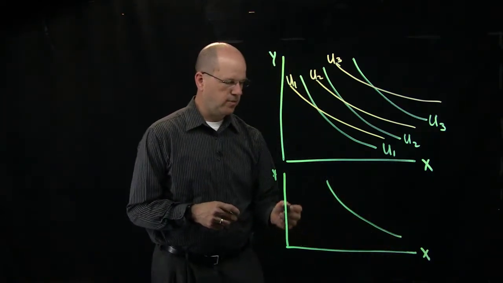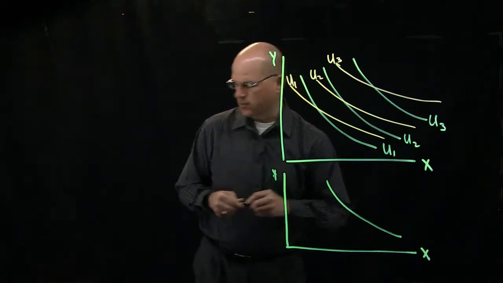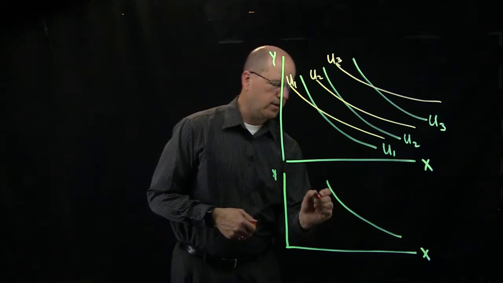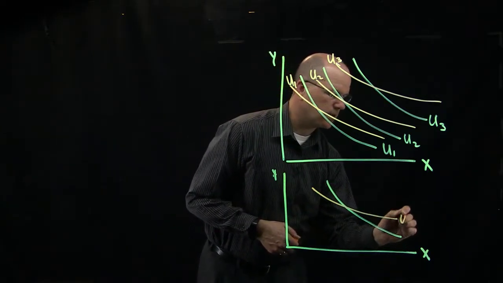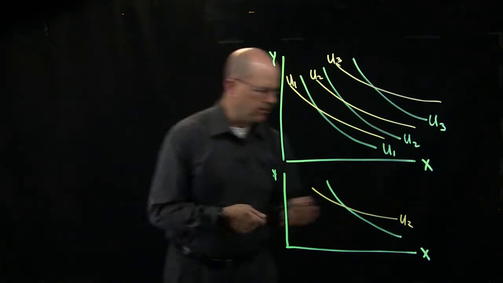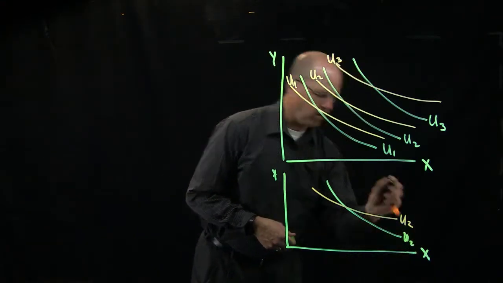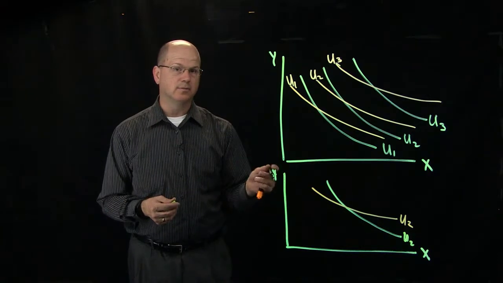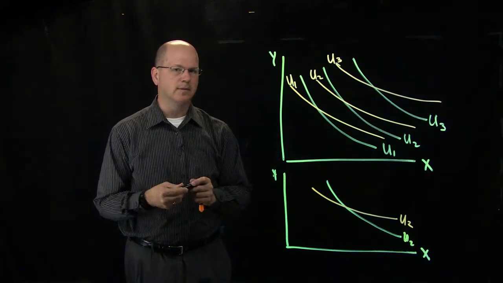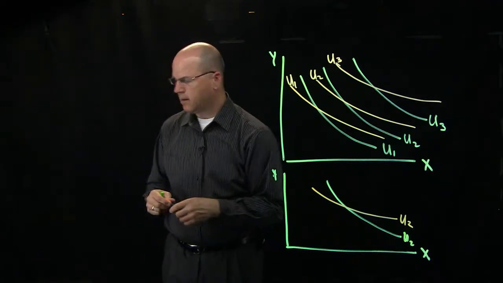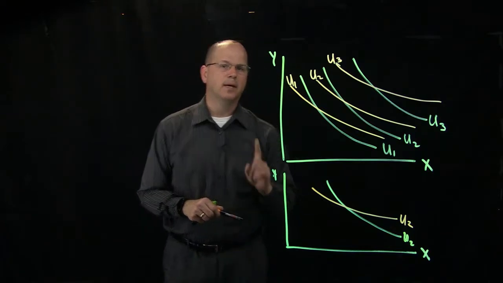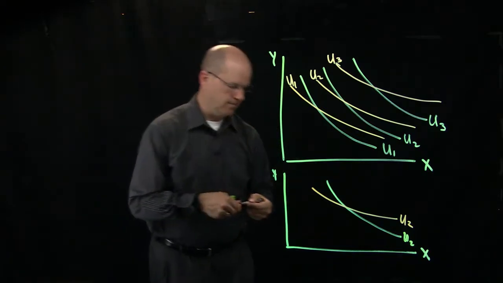So we'll start with one indifference curve for the green preferences and another indifference curve for the orange preferences. And this might be U2, really doesn't matter. But one indifference curve for green, one indifference curve for orange preferences. And now we're going to look at how much Y each consumer is willing to give up to get one more unit of good X.